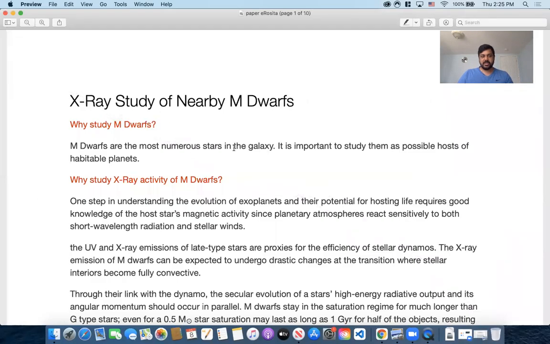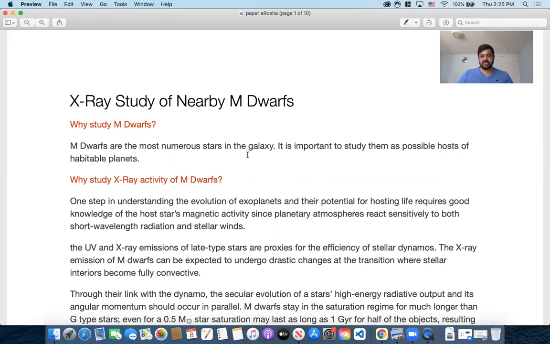So let's get started. Here I've reviewed the paper in a question-answer form. So let's go through some of these questions. Firstly, why study M dwarfs? M dwarfs are the most numerous stars in the galaxy. It is important to study them as possible hosts of habitable planets.